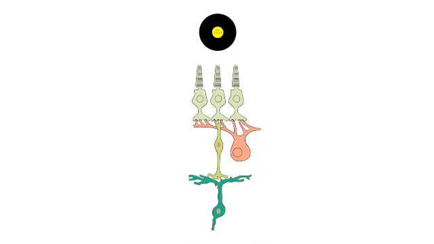RGCs inherit this on-center off-surround pattern from the on bipolar cell. An off-center on-surround RGC simply receives input from an off bipolar cell that is connected to the center cone.